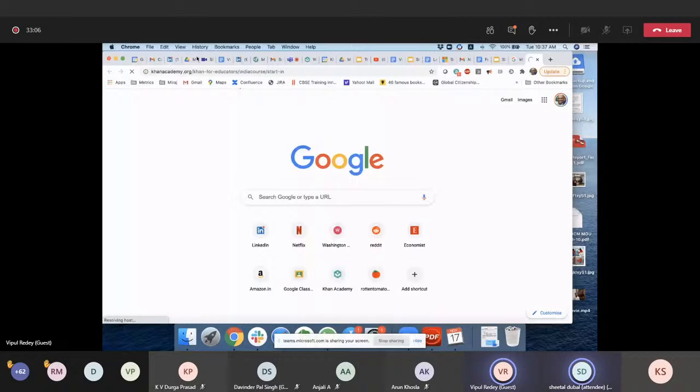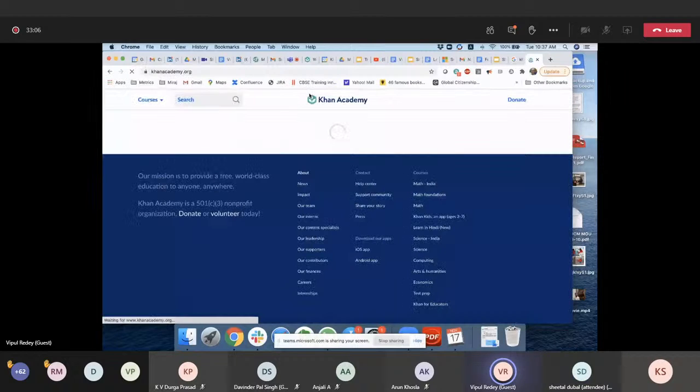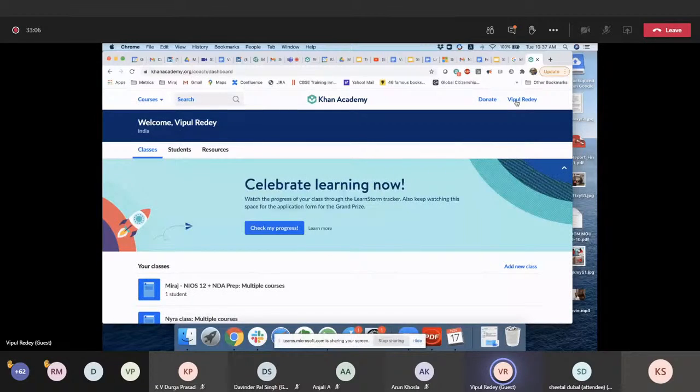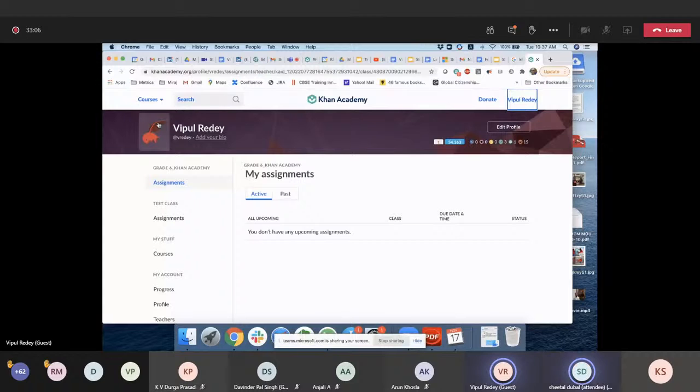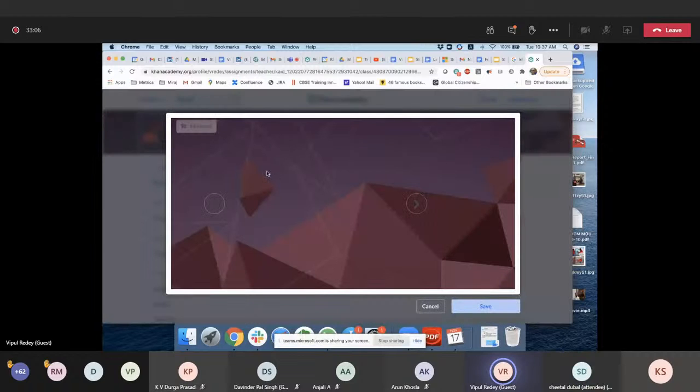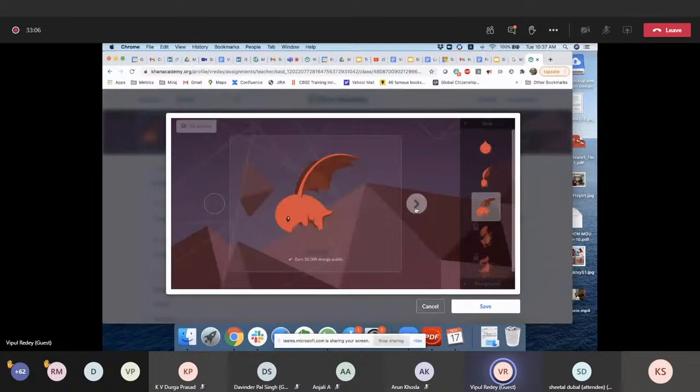So here's my own Khan Academy page. I'll go to my learner home. As a learner, as you can see, this is the avatar that I can upgrade depending on how many energy points I have. This requires 50,000 energy points. If I wanted this one, for example, it requires 100,000 energy points, which I don't yet have. So I can't get it.